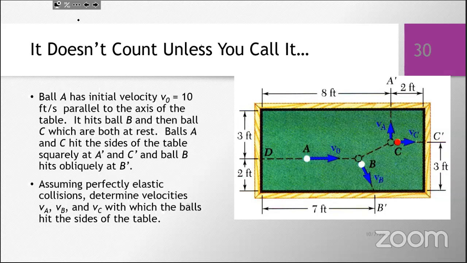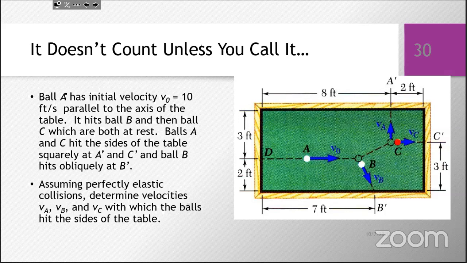Well, hold on a second. They're asking us to find three things. But as far as I know, we only have two equations. We've got momentum in the x direction and momentum in the y direction. So what are we going to do? It's a great question. Well, let's start with what we know. We're going to break this into pieces.